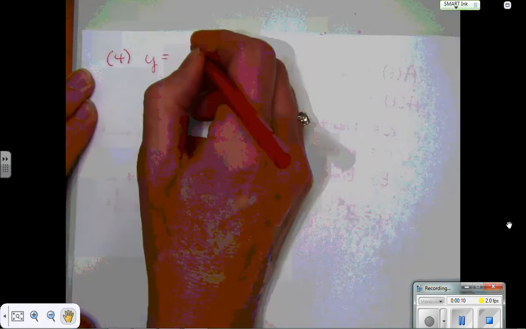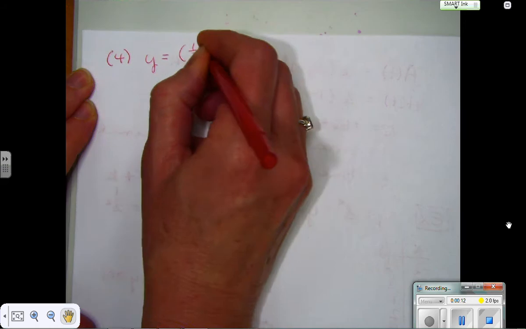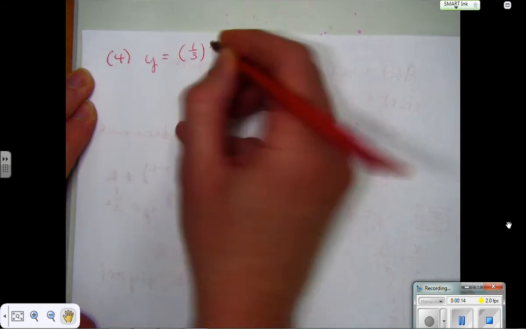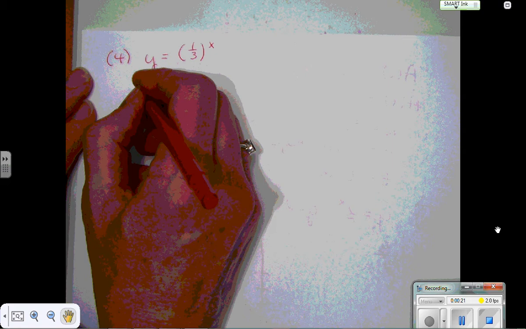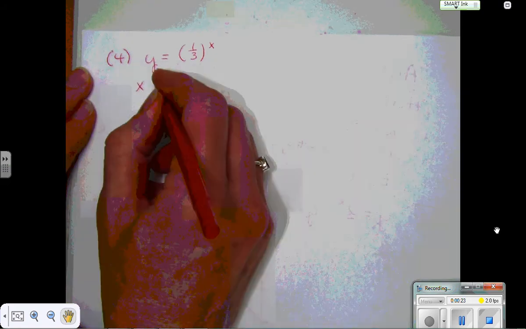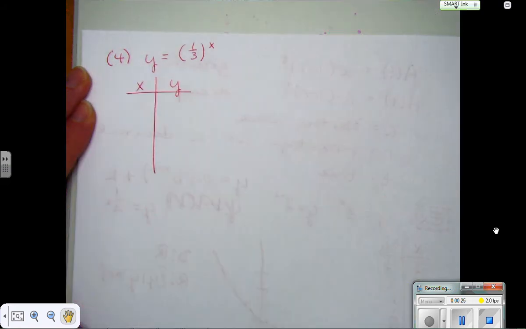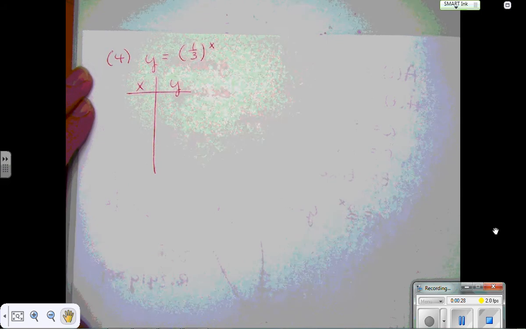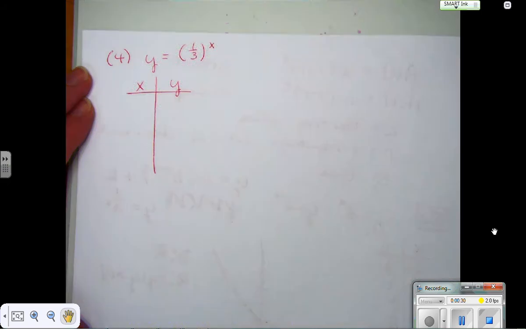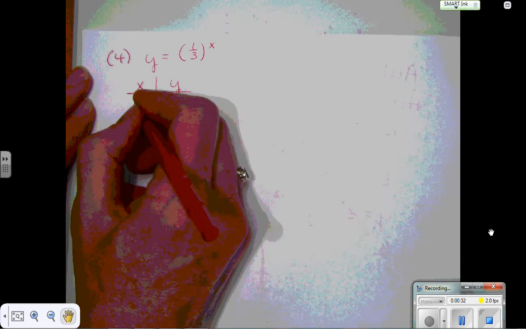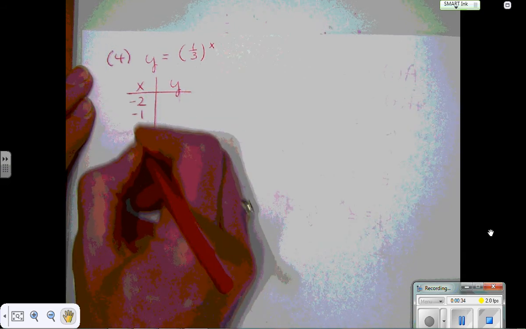Let's go on to number 4. Okay, number 4, the base is between 0 and 1, so it's going to be a decay. Okay, and I'm going to make another table of values. And since this is a simple graph, like a parent graph, one of the simplest ones, I'm going to use -2, -1, 0, 1, and 2 again.